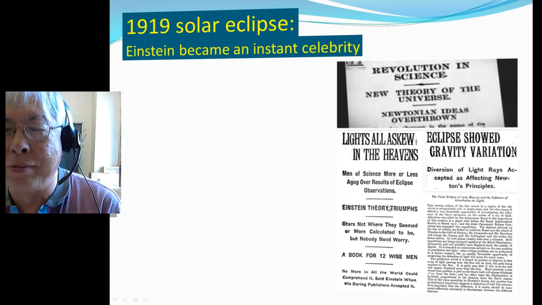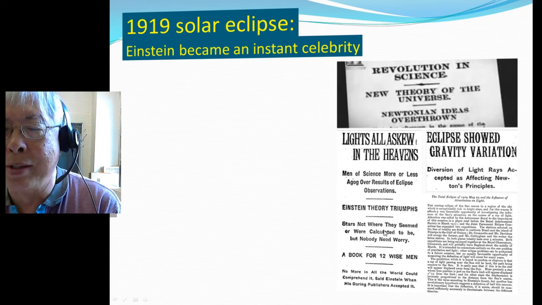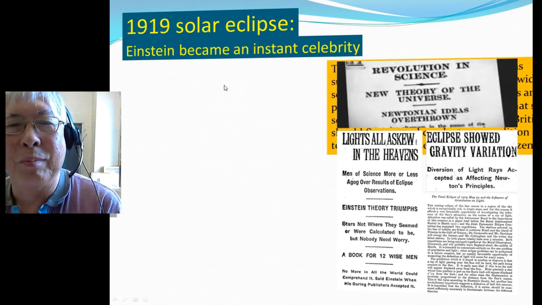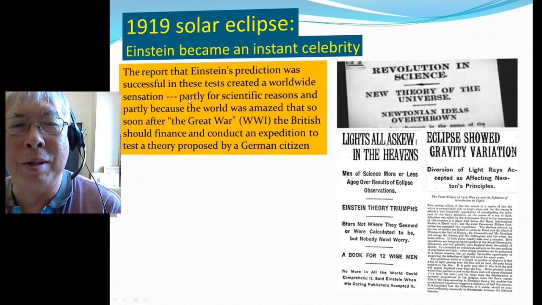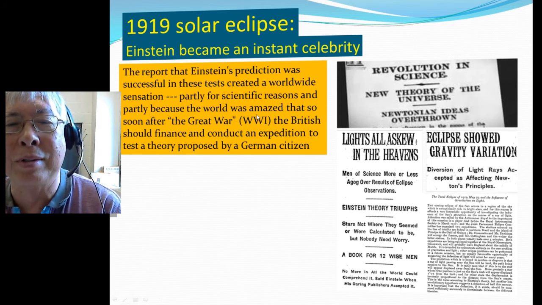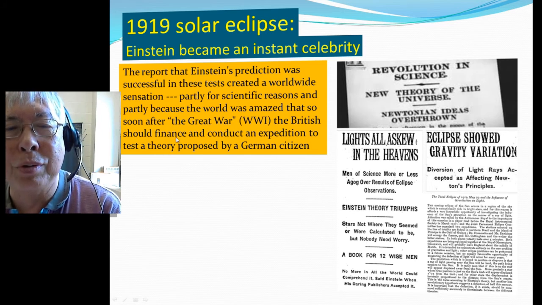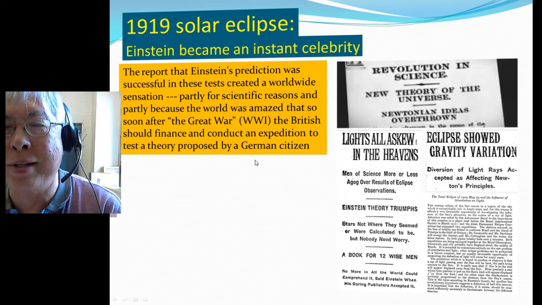Einstein theory triumphs. Stars not where they seem or were calculated to be, but nobody needs to worry. Anyway, the reports that Einstein's predictions were successful in these tests created a worldwide sensation, partly because of the scientific reasons and partly because the world was astonished that so soon after the Great War the British should finance and conduct an expedition to test the theory proposed by a German citizen.